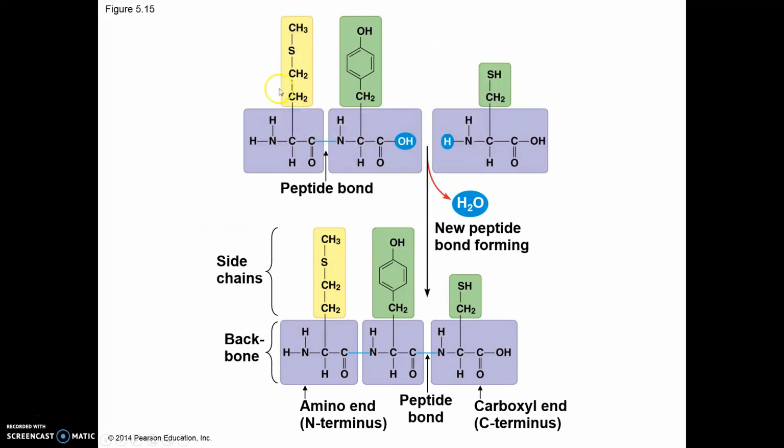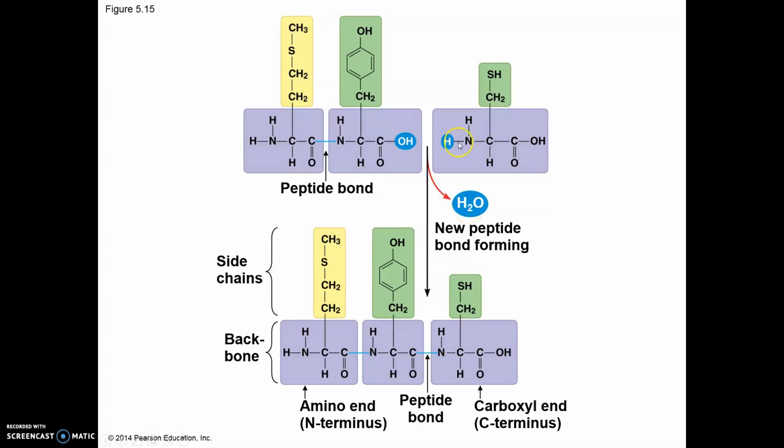So here we have 2 amino acids already in a polypeptide. So here's a peptide bond. Here's an incoming amino acid that's going to be linked. You can see this is a dehydration reaction. So we remove water and we get this carbonyl carbon linked to this amino group, resulting in a peptide bond.